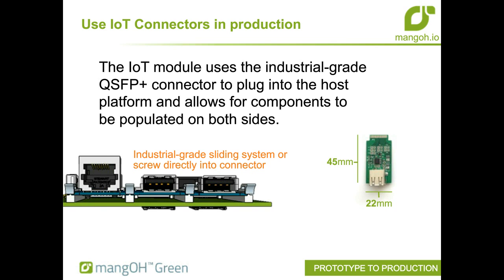A quick note on the IoT connectors. A single IoT connector is 22 millimeters by 45 millimeters in size. On the mangO itself, using a QSFP Plus connector, which is an industrial-grade connector, it can take up to 26 gigabits per second data rate.